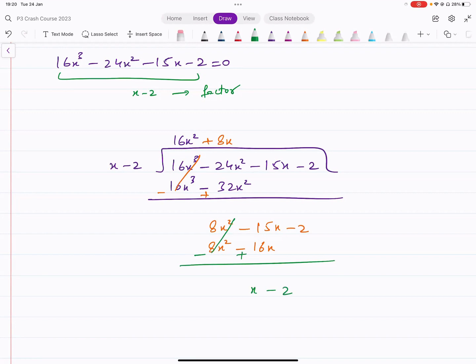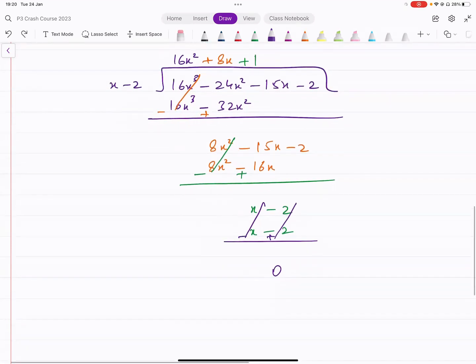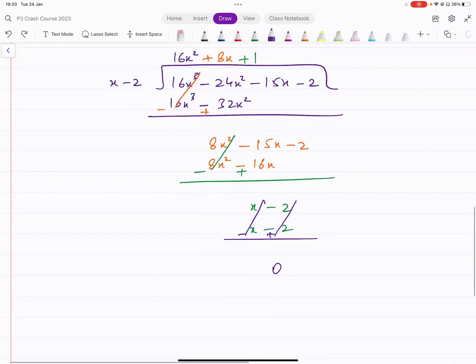What do you multiply x by to get x? You multiply it by 1 into that whole thing. That's x minus 2. Again, change the signs. Minus this plus, this gets cancelled, and you have 0 at the end. That confirms x minus 2 is the factor, but now you have the other factor in the quotient, which is 16x squared plus 8x plus 1. So that polynomial we had at the top can be written as x minus 2 into 16x squared plus 8x plus 1 equals 0.